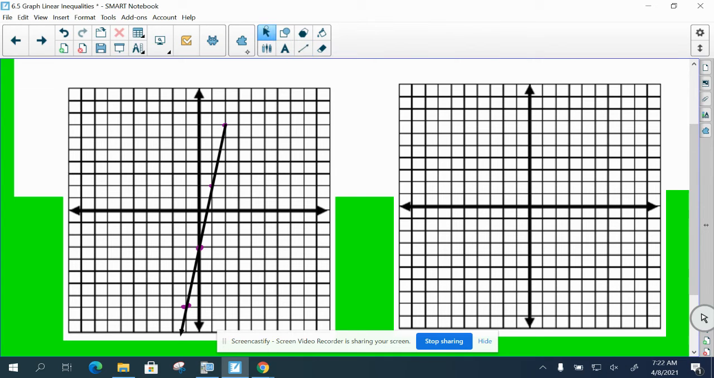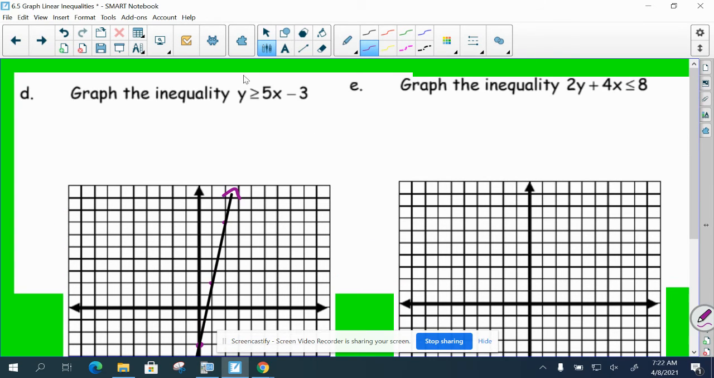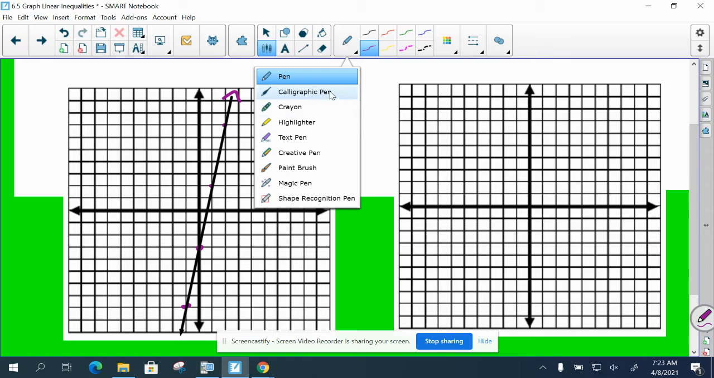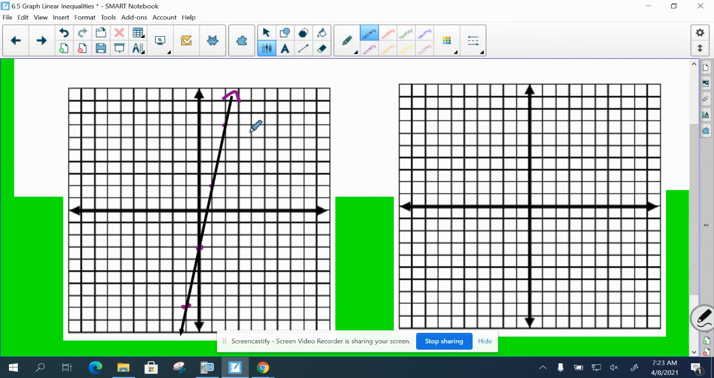So there's my solid line. I'm going to extend it this way a little bit. Draw an arrow on this end. And then it says, for the shading, y greater than or equal to. So which part is above the line? The part that's above the line would be this part over here. Remember, if you're walking on the line, you'd be walking on this side. So that would be above the line. So I would shade all of this part.